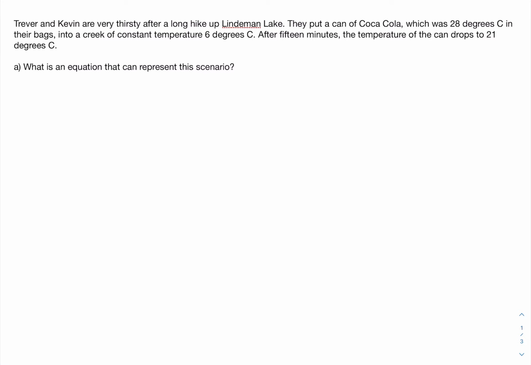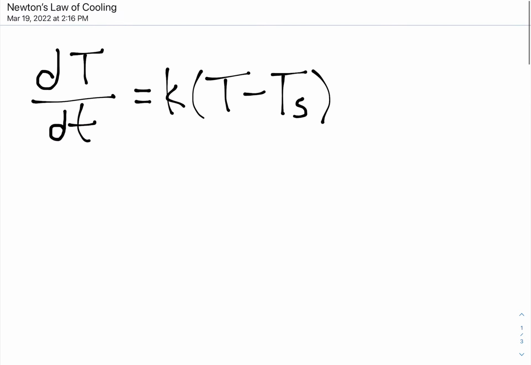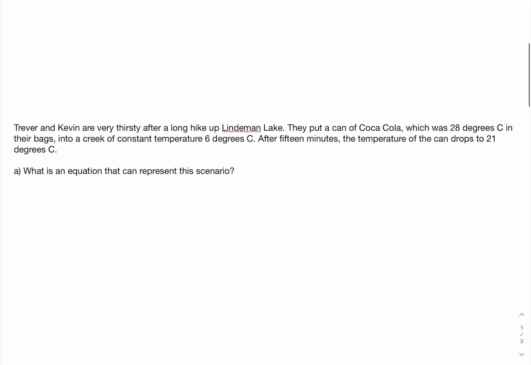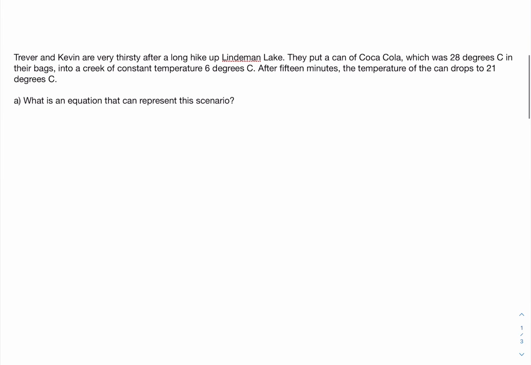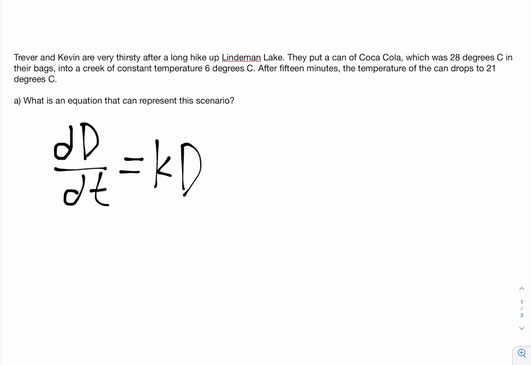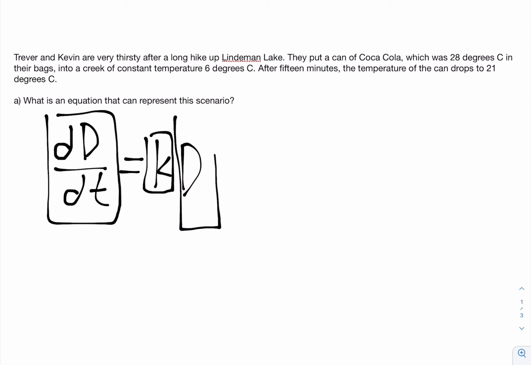the soda will change. So if we go up to the top here, we know that the rate at which the can of soda's temperature will change is proportional to the difference between the can of soda and the lake that it's in. So instead of T minus Ts, I'm going to write D for difference. Okay, so I'm going to write dD/dt equals kD. So I'm saying the rate of change of the difference between the two in temperature is proportional, right? Proportional means there's a proportionality constant k to the difference between them as a whole.